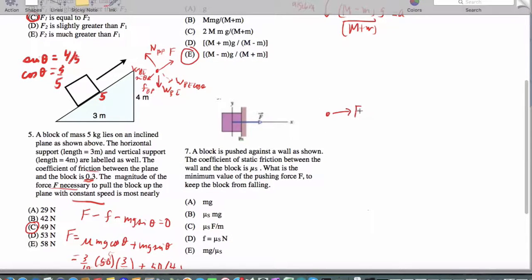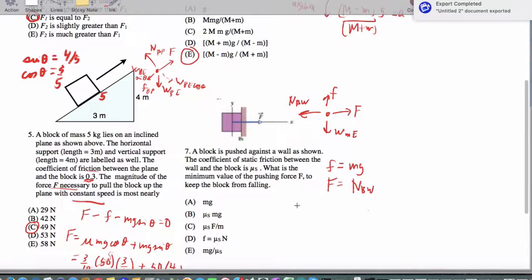So we're going to have the force pushing the block into the wall. We're going to have the normal on the block due to the wall. Friction holds it up. Weight wants to drag it down. So we've got a couple of equations here. Friction balances the weight, and we know that the pushing force balances the normal force to keep it from falling.